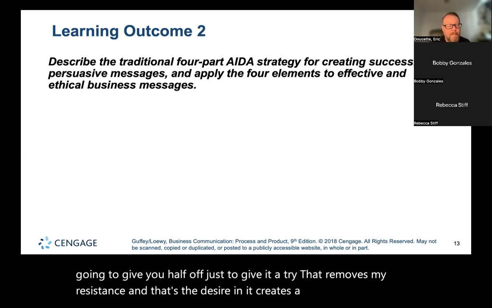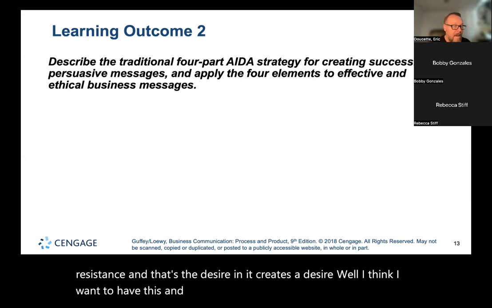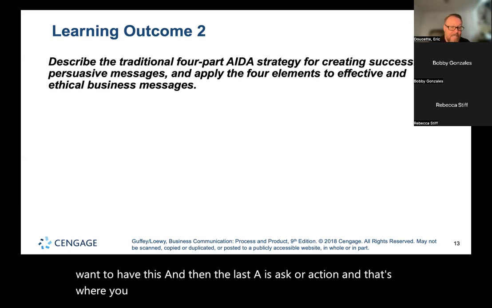Well, I think I want to have this. And then the last A is ask or action. And that's where you want to specifically tell the audience what you want them to do.